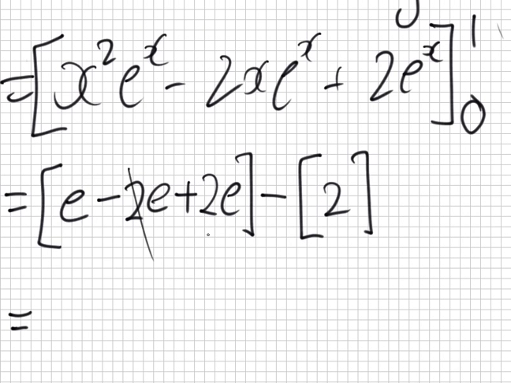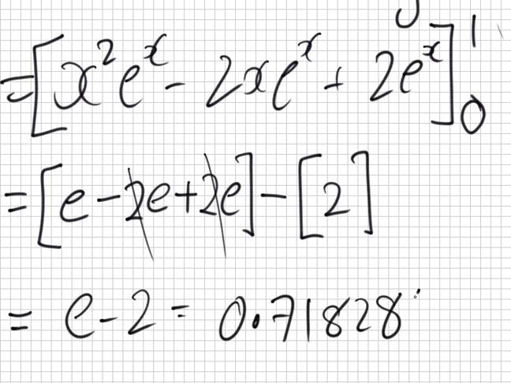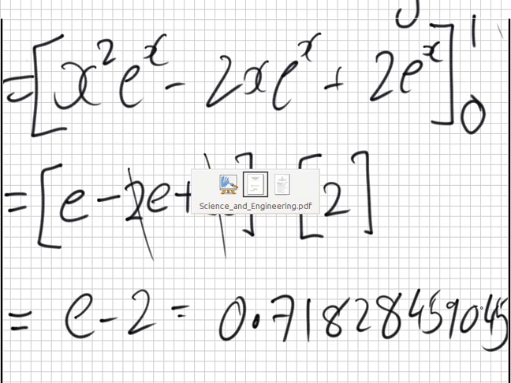They cancel. So you're actually just left with e minus 2, which is 0.71828. No calculator.